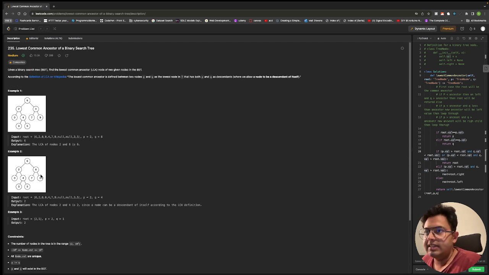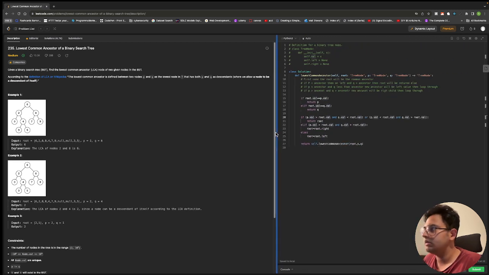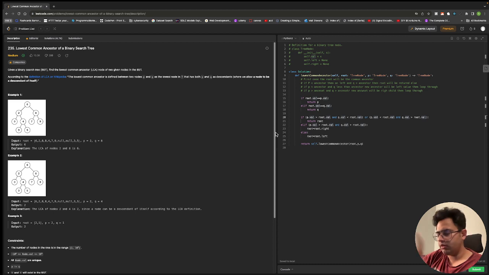So let's try to get some pattern out of it. How did I get a pattern? How did I solve it? It was simple. I checked the definition. Okay, BST means left is less than the root node, right is greater than the root node. So I thought, what can be the starting point? The starting point is that in the worst case scenario, even if I have to traverse through the whole tree, I need to give an answer.